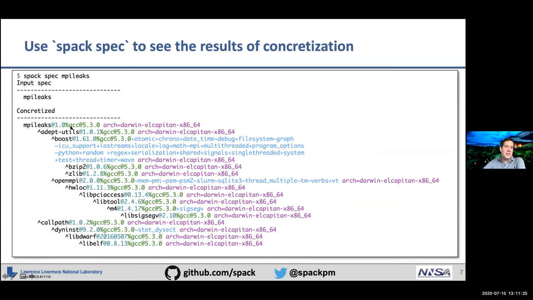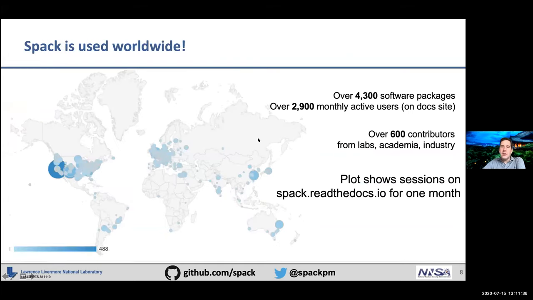This is MPI leaks at version 1.0. It's built with this compiler and it has this architecture. This is Boost. It has a million different options. This is what they're set to. And it's built with this compiler and this architecture as well, and so on.